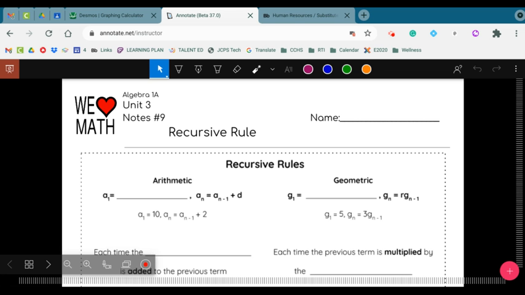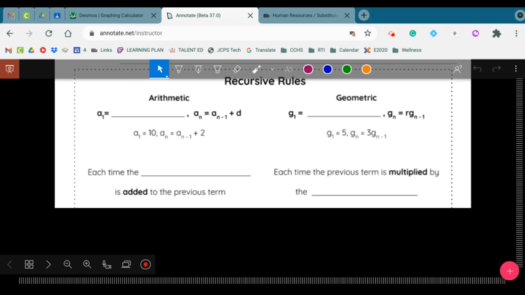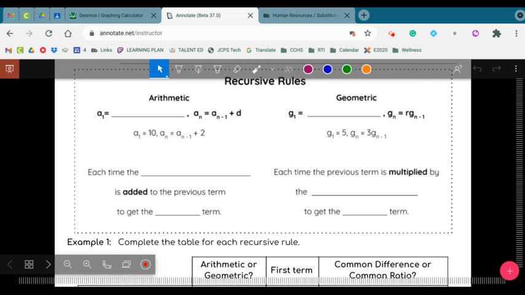Okay, today we're going to do Unit 3, Notes number 9, which is our recursive rule. So we're going to be talking about the recursive rule today and tomorrow, and then next week we'll be talking about the explicit rule. So with the recursive rule, there's going to be a certain formula, and you guys will get the formula for the test and the quiz.